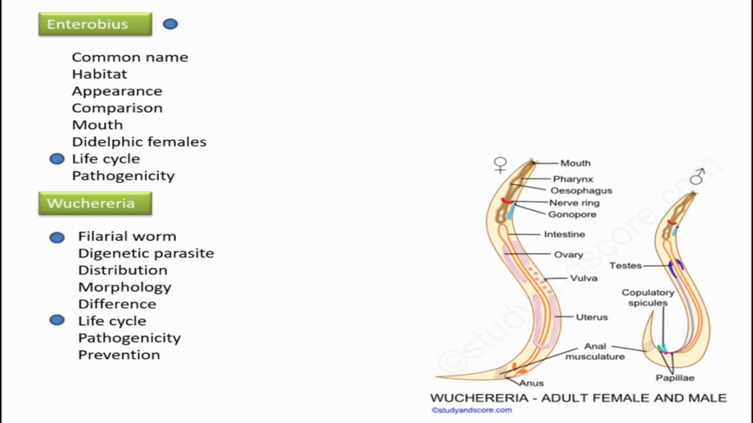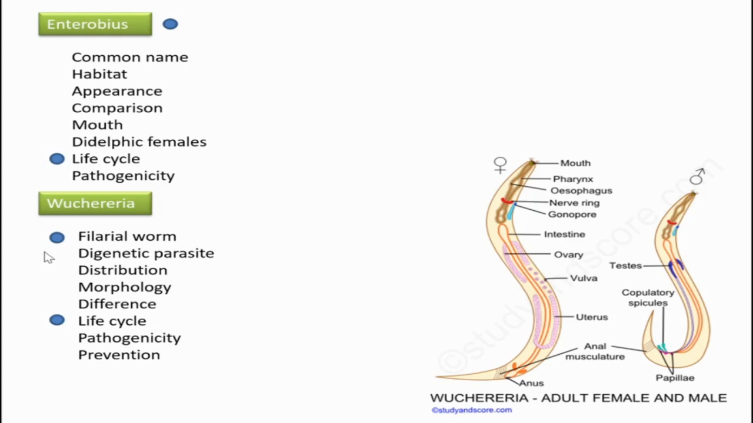Anyway, I will tell you what the difference between female and male is. In this case also, females are longer than males. Females are 10 millimeters in length, males are only 5 millimeters. Females are more in number, but males are fewer in number. The female's tail end is straight, just similar to other forms. The male's tail end is curved. In the female, bursa and spicules are absent, but in the male they are present. Then cuticular expansion is present at the anterior end in females, but it is absent in males.